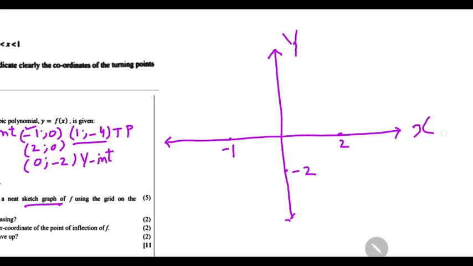negative 2. And then the turning point at x equal to 1, the y value is negative 4. So 1 is here, so the y value negative 4 is somewhere there. X is positive 1, y value negative 4. So we have all the information. Now we can sketch the graph.